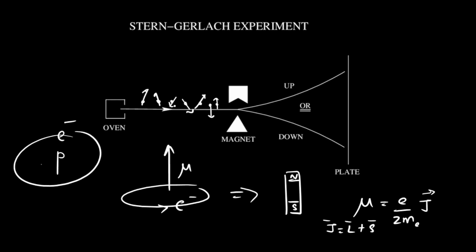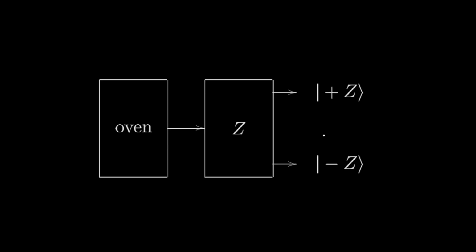Since the atoms emerging from the oven had random orientations of dipole moments, it was expected that there would be a continuous distribution of atoms seen at all angles. But the actual result was different. The two beams, one deflected up and the other deflected down, were explained by the property of spin of the electron in the hydrogen atom, which we all know in today's time. So now let's represent the output beams with the states plus z and minus z, since the deflection was in the z direction.